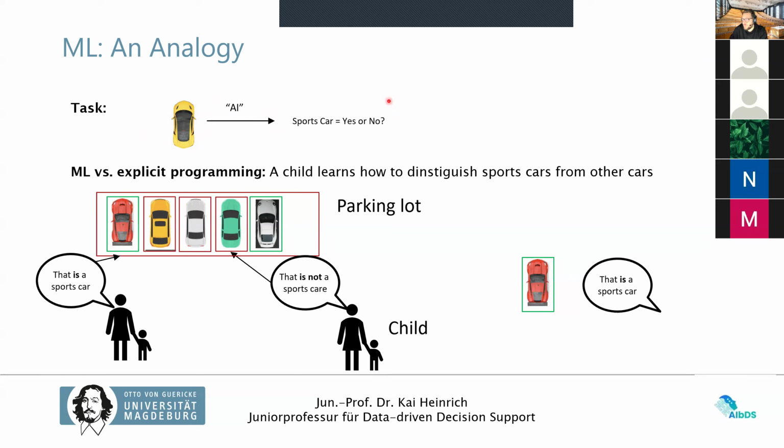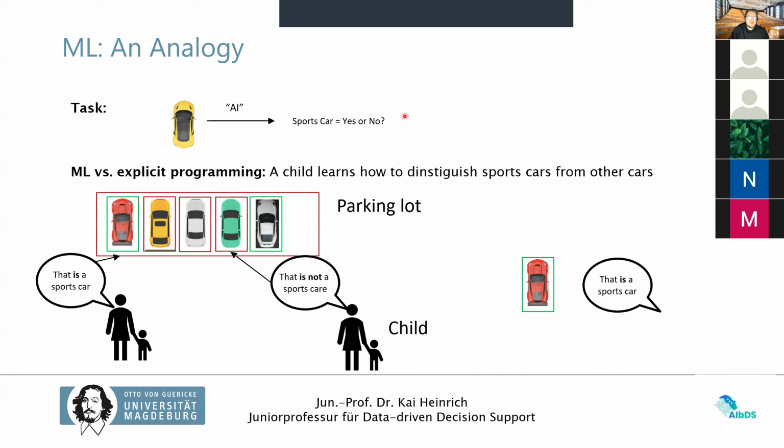So the output in this case is binary, right? So the child only has to say sports car, yes or no. So this is what we call a classification. We'll talk about this later on, but just so you have heard the word. So it could also be that we put out a number, like how much do you think this car is worth? That could also be a task, right? Also no problem. This would be a regression. However, for our task, I kept it simple, sports car, yes or no.